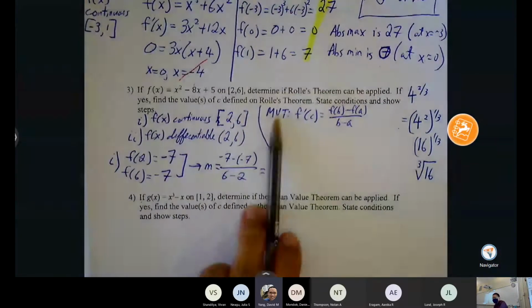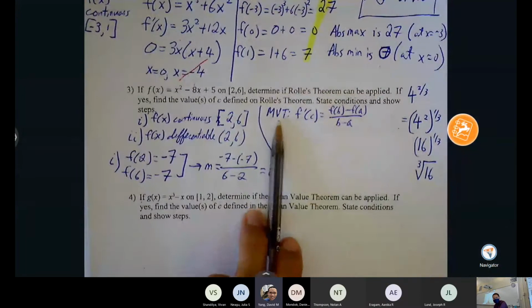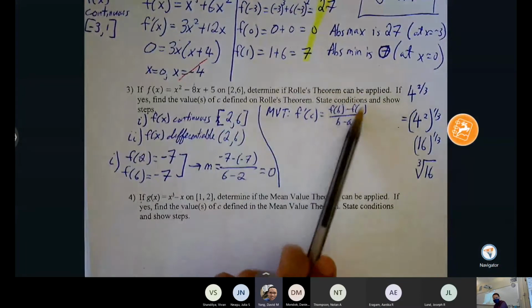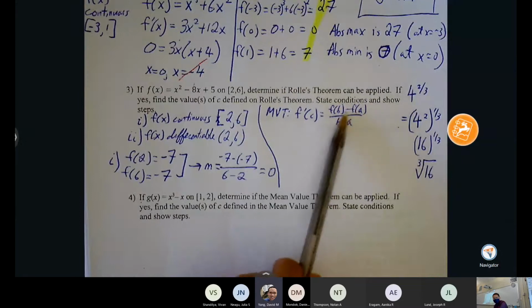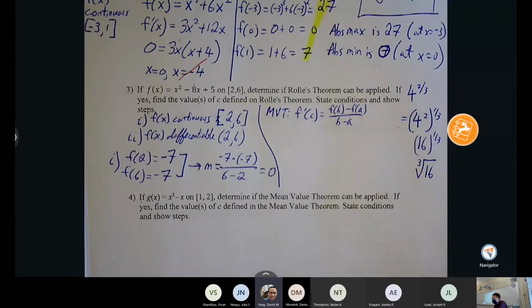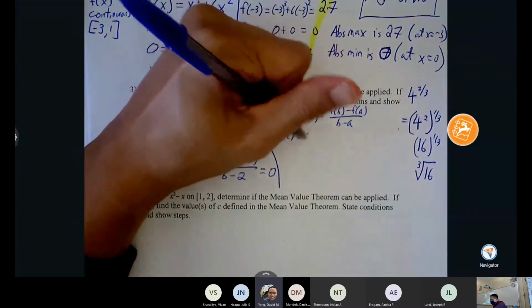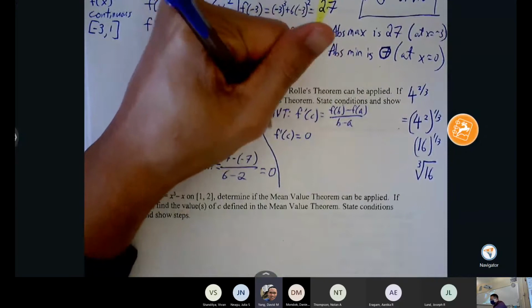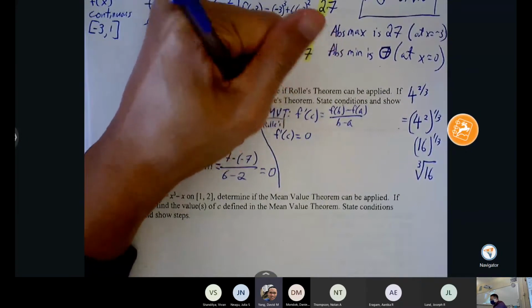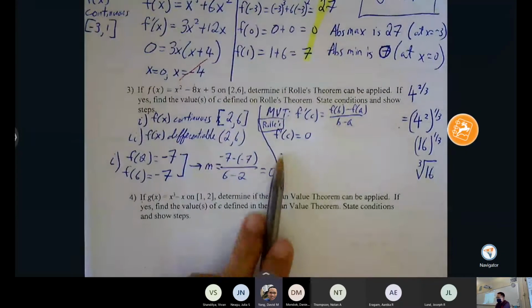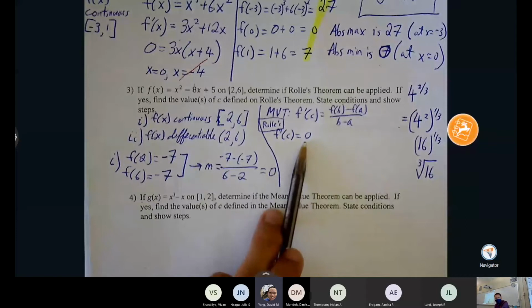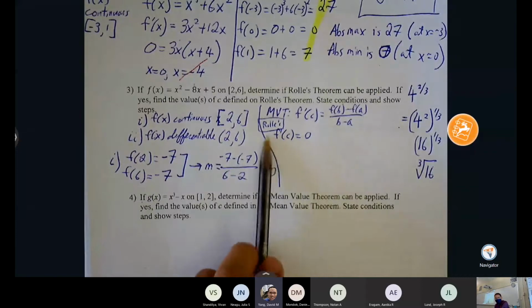Okay, so I put MVT here just to show you that Rolle's theorem is basically mean value theorem. It's just that we need these two values to be the same. So then our next step, in Rolle's theorem, is we're always going to set f prime equal to 0. That's Rolle's. So we have 0, right? We have the 0 ensured on the right side. Now we have to find f prime.